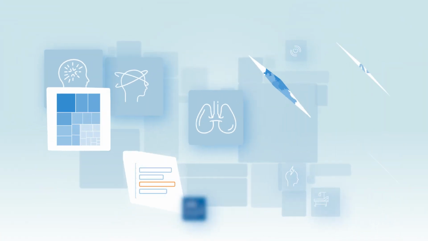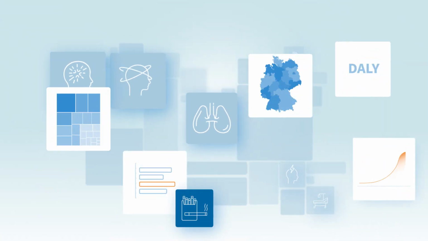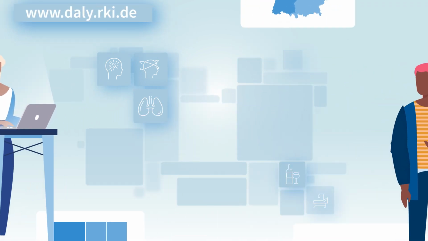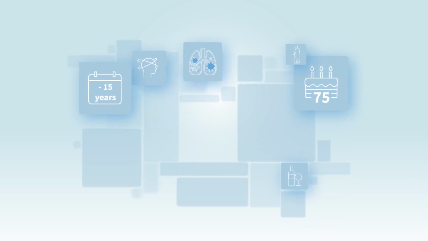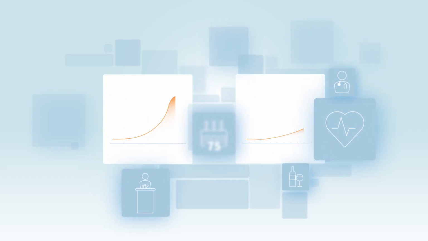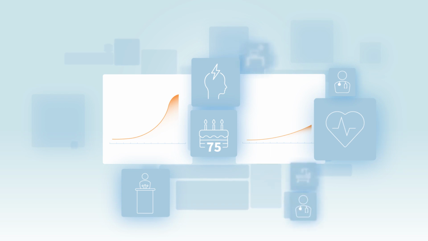The results of the German burden of disease study are available to the general public. They provide information about which diseases result in high losses of life years, which age groups are most affected, and which risk factors play a key role. Researchers and decision-makers in public health and politics can assess these aspects, identify health needs, and thus plan healthcare and prevention measures more systematically.